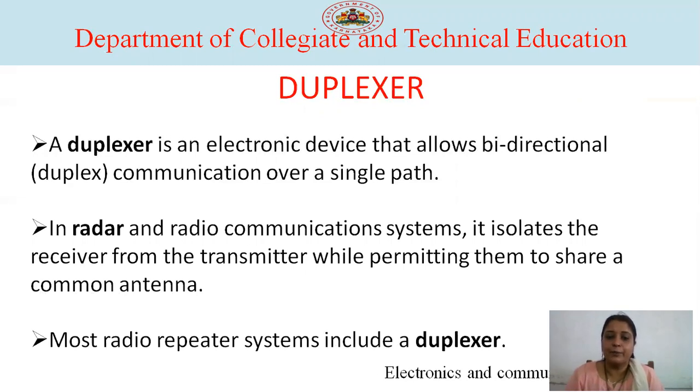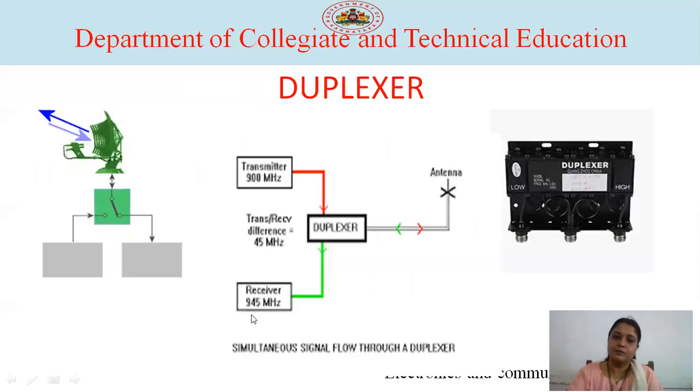Now, most radio repeater systems include a duplexer. In most radio communication, the repeater blocks will be there, no? Because those repeater blocks use a common antenna for transmission as well as reception. Therefore, they will include the duplexer circuit. Now, if we go through the basic diagram here, this is one of the duplexers that they will use. In reality, practically, the duplexer is the equipment here.